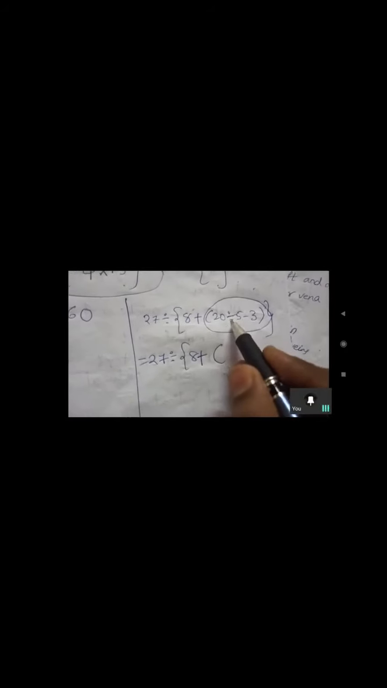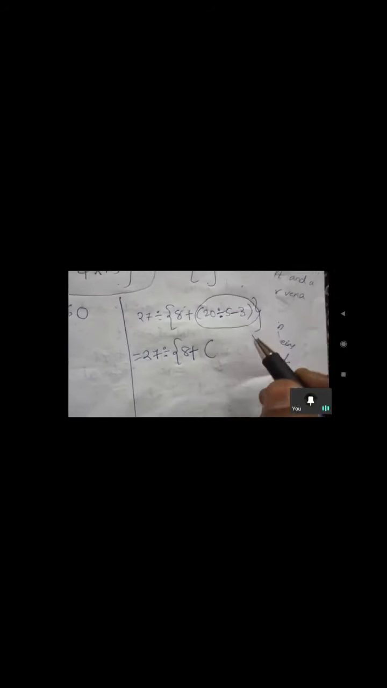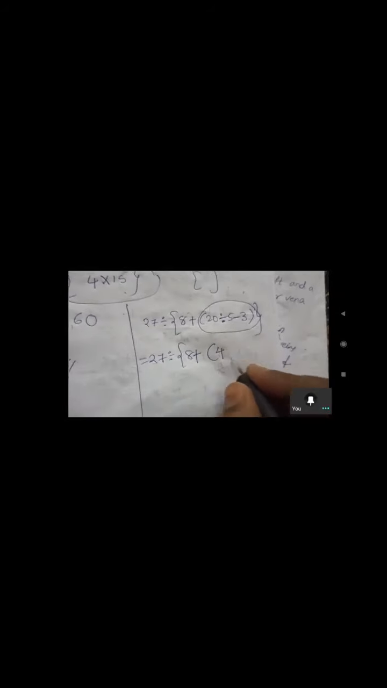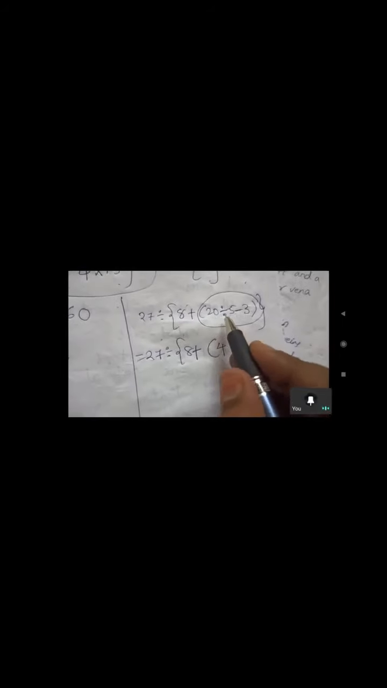So division first or subtraction first, in this order. Subtraction is last, division is first only. Yes, we have to do division first. 20 divided by 5, how much? 4. Yes, 4. First we have to do this one. So 4 we got from this, minus 3.